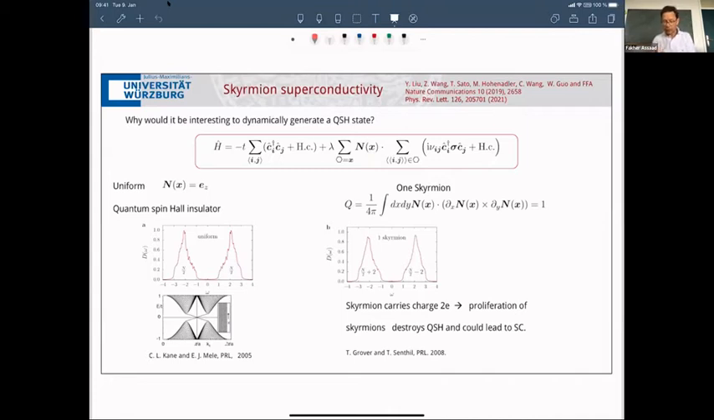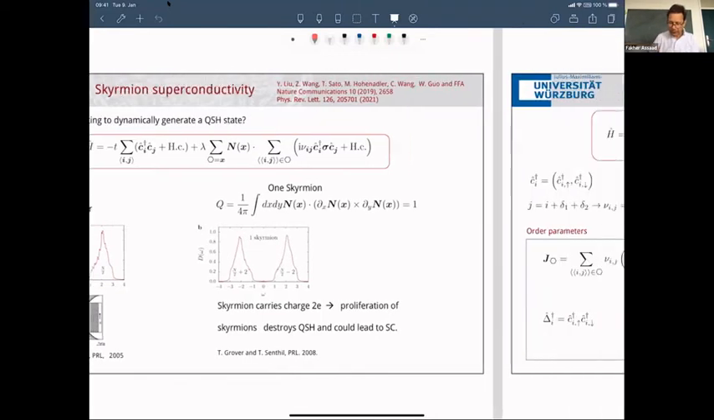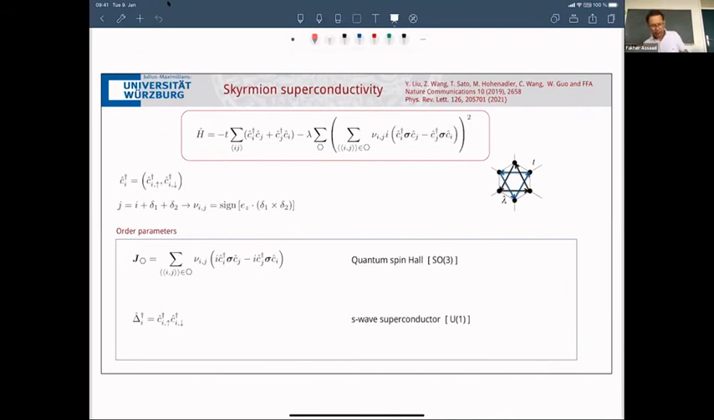skyrmions. If we can get the skyrmions to proliferate, then we could destroy the quantum spin Hall insulator and lead to a superconductor. And the question is, is that feasible, at least with a toy model? That's the question we would like to ask. And the answer is yes. And the toy model we came up with was embarrassingly simple.